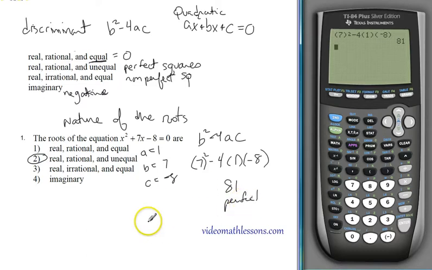Now, what would this graph look like? This graph, I really don't know what this graph is going to look like. But it's going to look something like this. Okay? It's going to intersect.